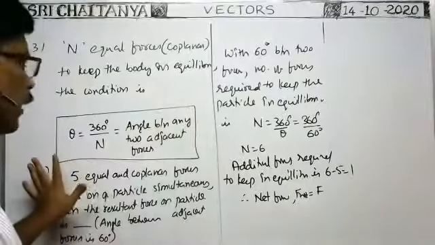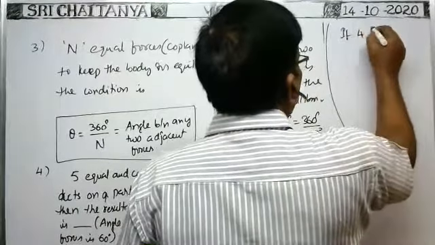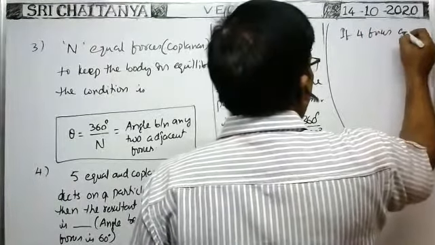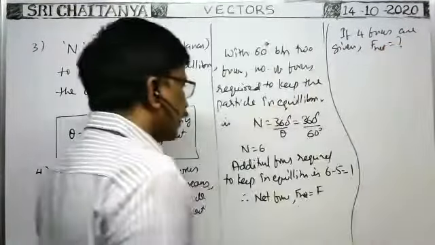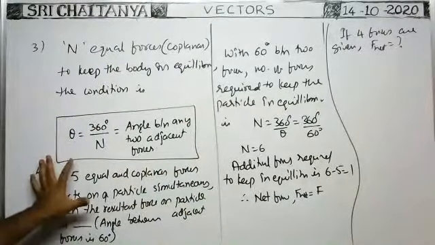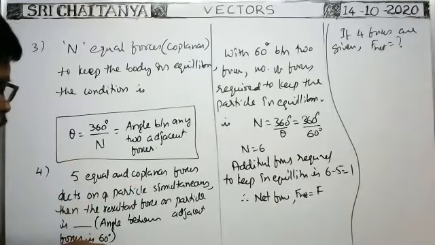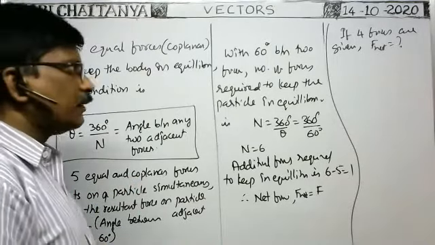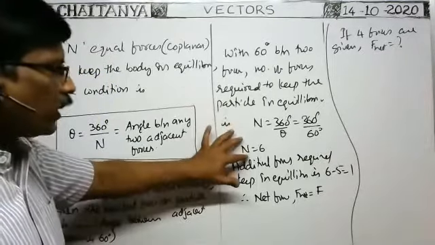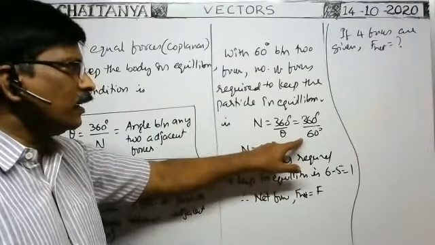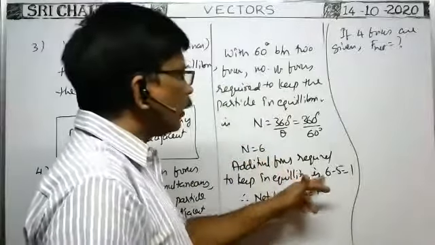Suppose only 4 forces are given. If 4 forces are given, then what is the net force? Suppose 6 forces are needed, but only 4 forces are given, which are coplanar and equal forces. The angle between adjacent forces is 60 degree. Then what is the net force, they ask? But 6 forces are required to keep the body in equilibrium with 60 degree between adjacent forces, but only 4 forces are used.